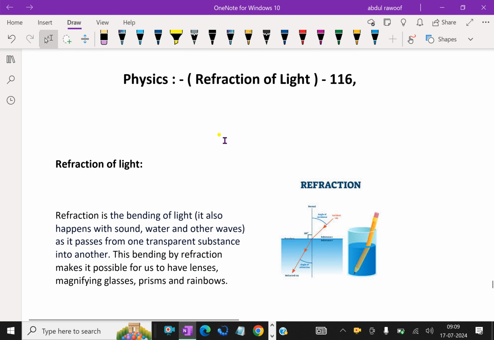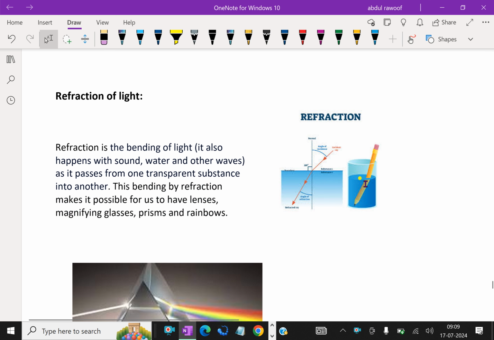In physics, let us discuss refraction of light. What is refraction? Look at here. In this glass of water, a straight pencil is dropped inside. It looks bent. This is because of the refraction of light. Refraction is the bending of light.